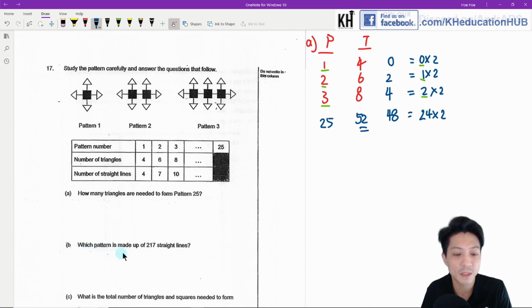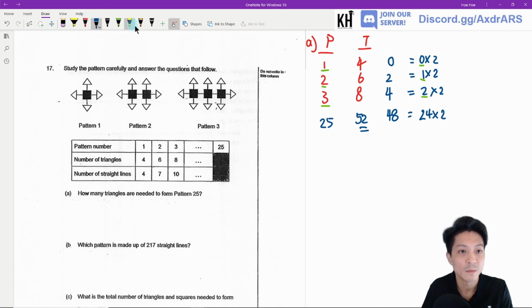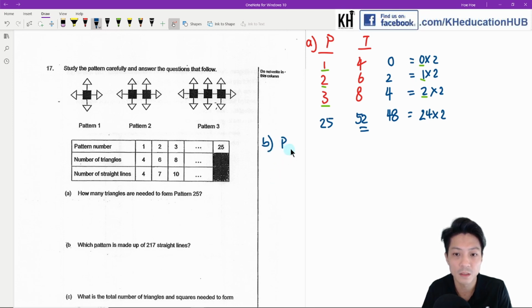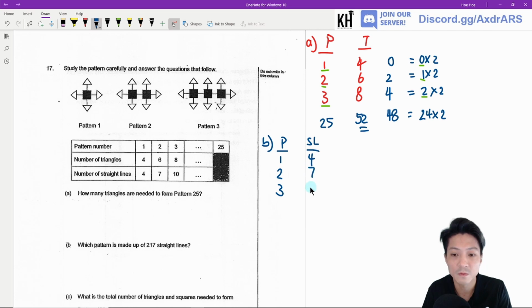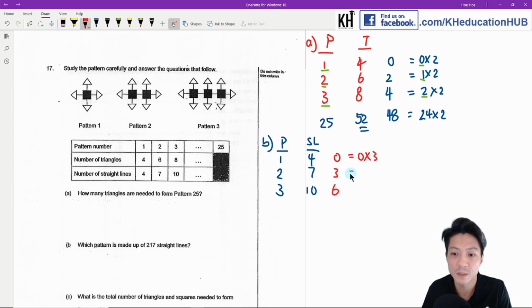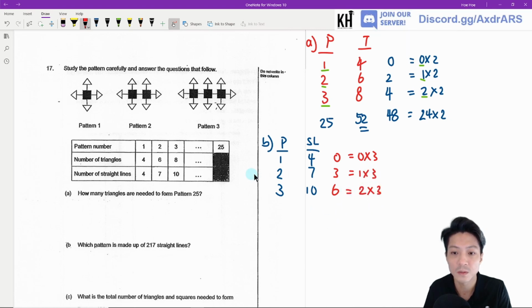For part B, which pattern is made out of 217 straight lines? For part B, we're going to use the same way. For pattern number 1 to 3, for the straight lines, it will be 4, 7, 10. If you minus away 4 from each one of them, you get 0, 3, 6. So this is your 3 times table. 1 times 3, this is your 2 times 3, and so on.